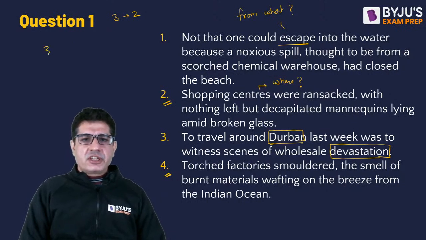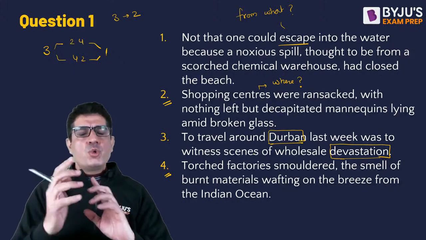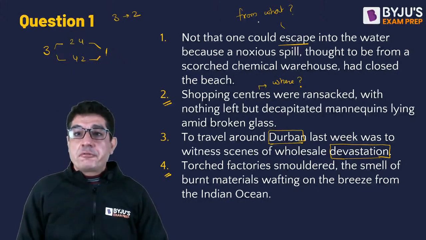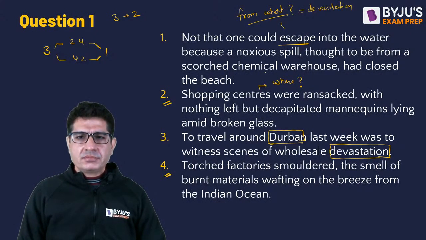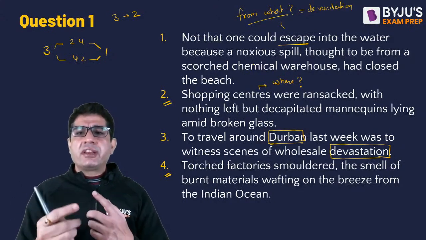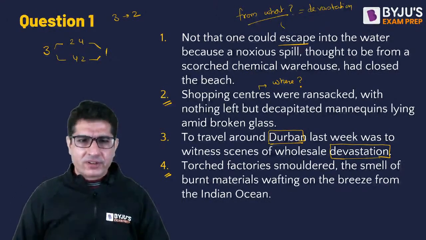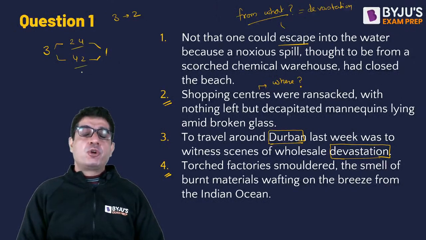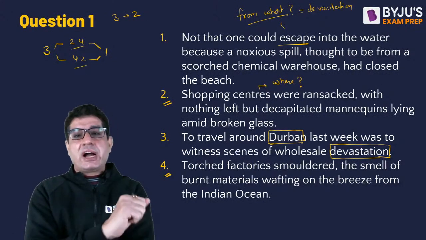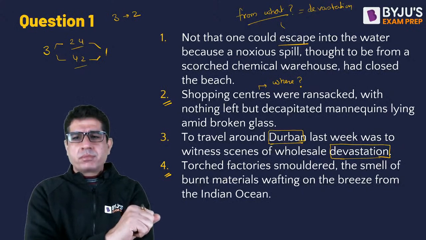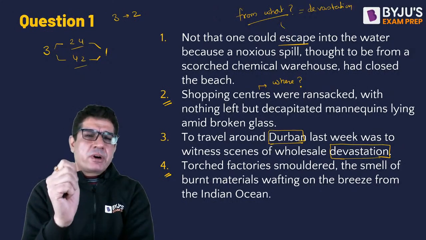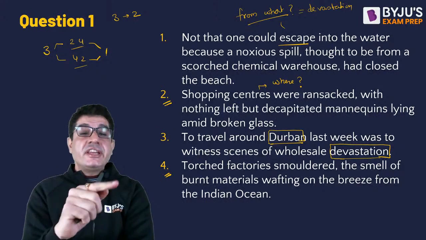So let's just keep arranging these, okay? 3, 2, 4, 1 or 3, 4, 2, 1. So 2 and 4 are talking about devastation. And from what? Now that from what is also answered: devastation. So ideally you would like to put it after 2 and 4. So the question now is 2, 4 or 4, 2. Which one of the two should we choose and why? Which one? So I will personally prefer 3, 2, 4, 1.